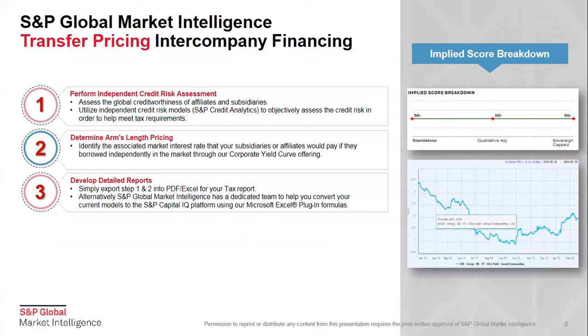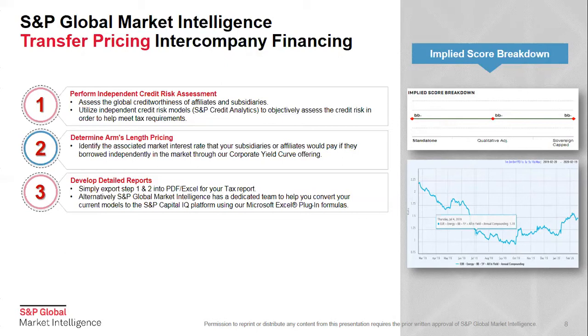Now, when we take a look at an entity, S&P Global Market Intelligence has a transfer pricing intercompany financing methodology, which has been confirmed by the OECD and by years of rating companies in the public realm and rating public debt. We can perform an independent credit risk assessment.